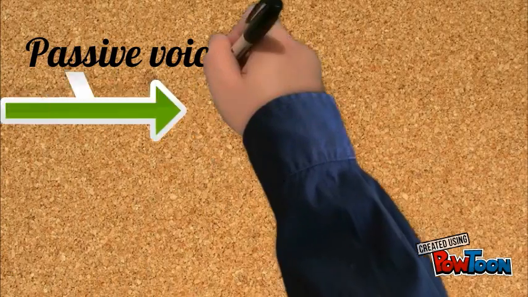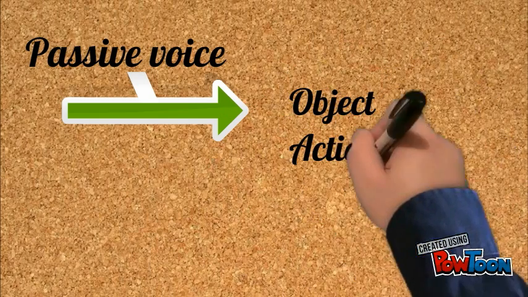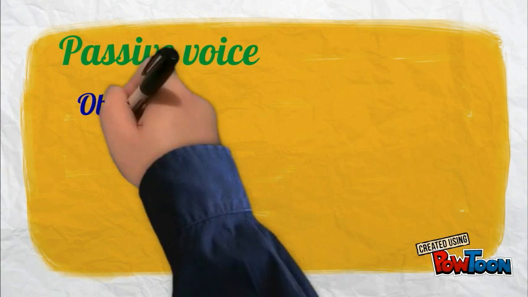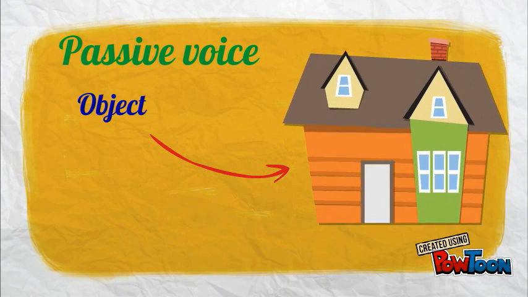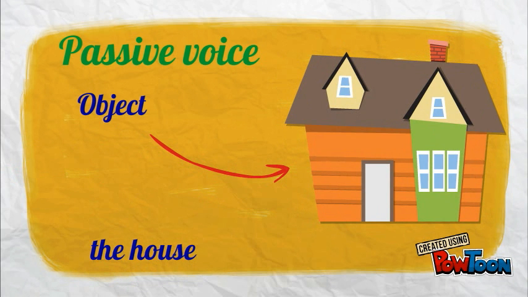In the passive voice, we invert the roles. In this case, the subject doesn't perform the action of the verb. Now, the object of the active voice starts to be the subject in the passive one.